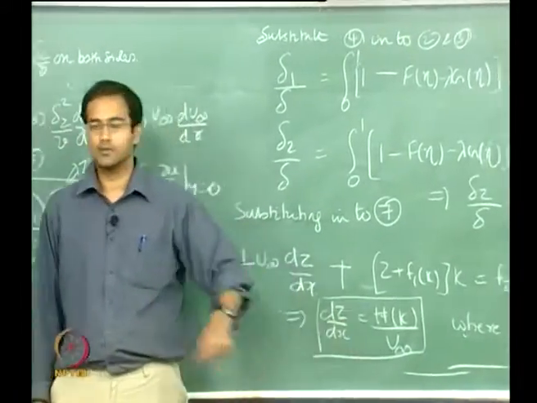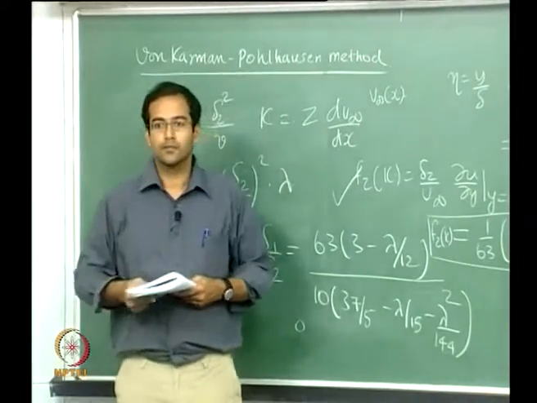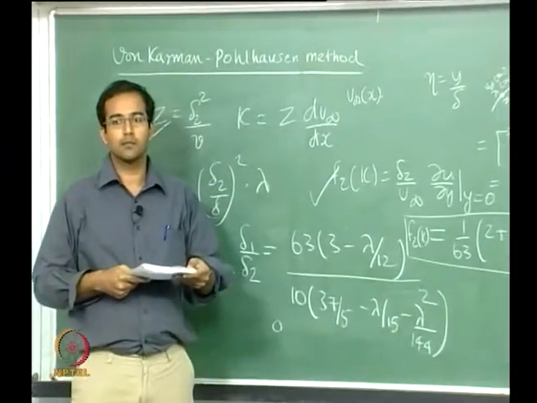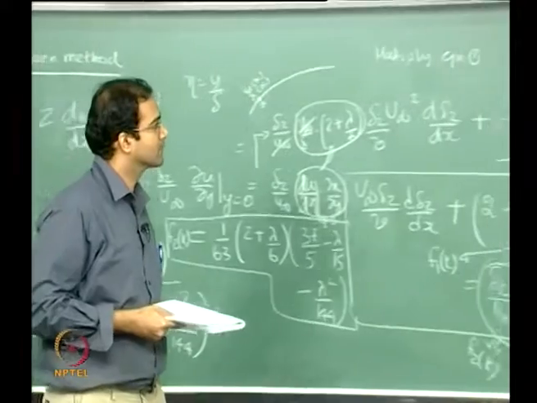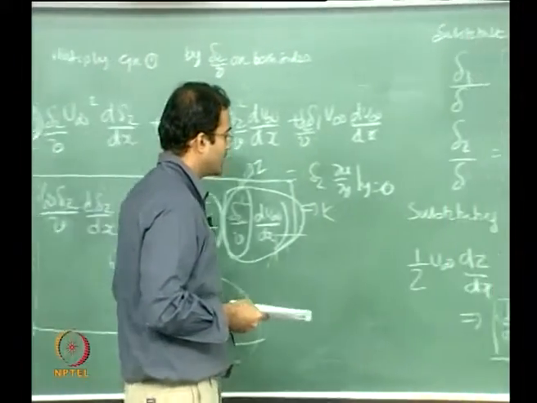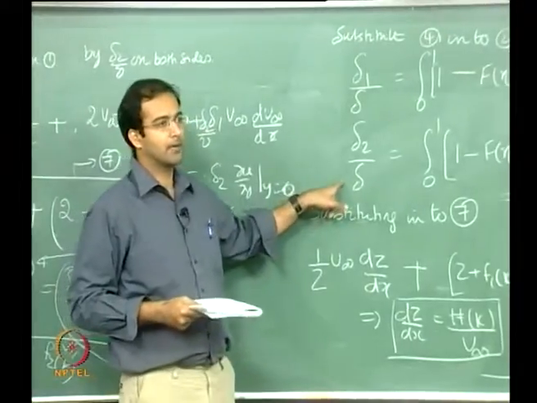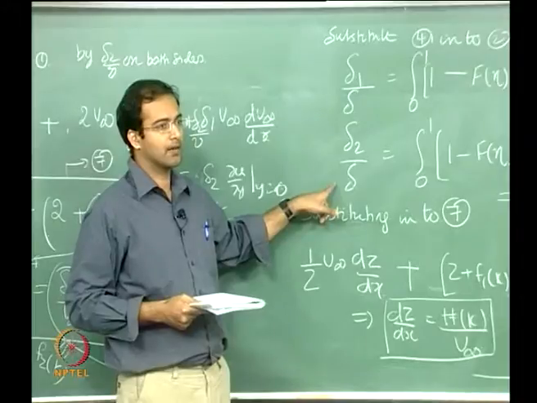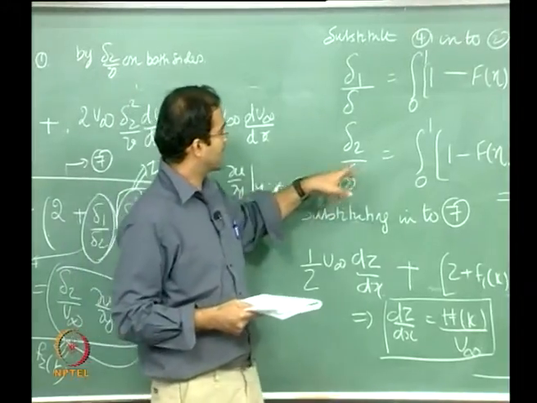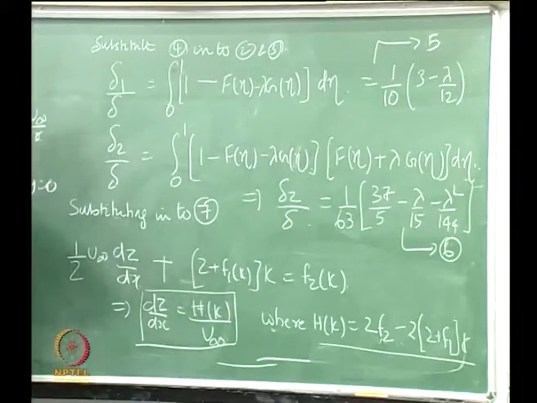value of z, and now z is nothing but delta 2, which is nothing but the momentum thickness. Okay, so once you get your momentum thickness from this expression, for a particular value of delta 2 you can calculate the corresponding value of lambda, and therefore you can calculate your delta 1 and also your delta. Okay, so this is how it goes.